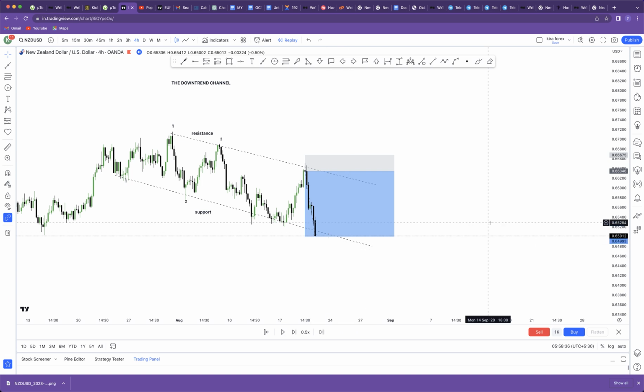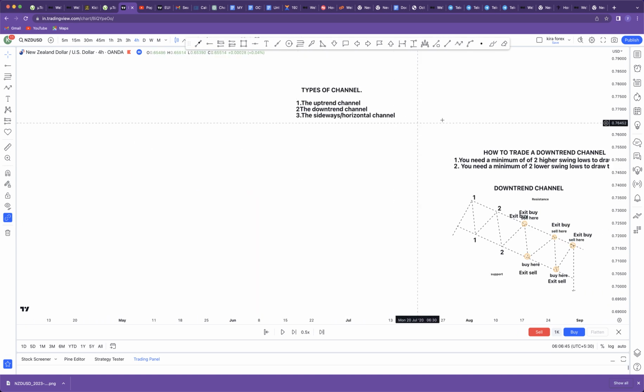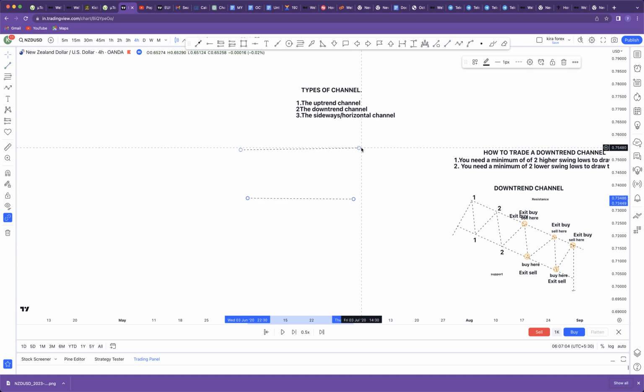Now let's move to the sideways channel and see what we can learn there also. So now let's look at the sideways or horizontal channel, because we are done with the uptrend channel and the downtrend channel. Now the sideways or horizontal channel is a little bit different from the uptrend and downtrend channels, because with the uptrend and downtrend channels, you will require 2 points to draw trend lines and wait for price to touch them later before you take a trade, because the trend lines are at an angle.